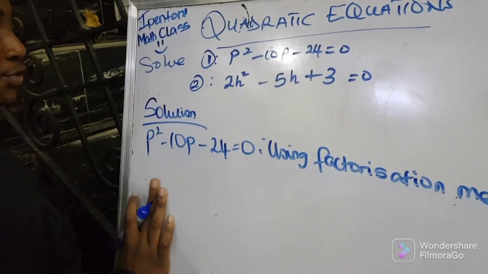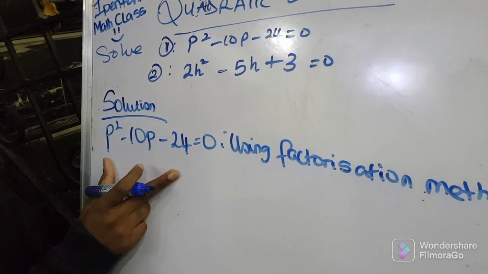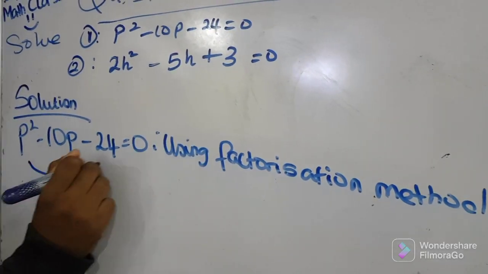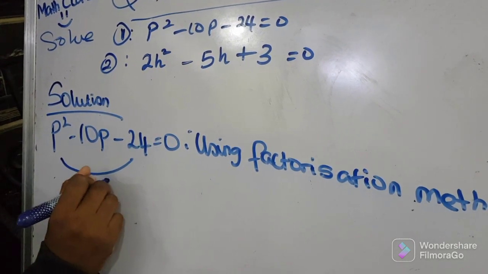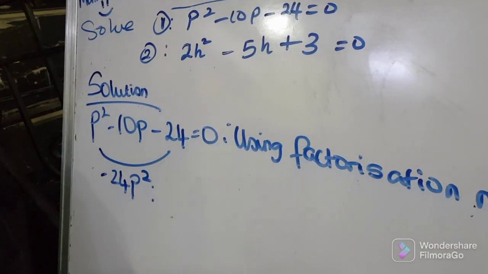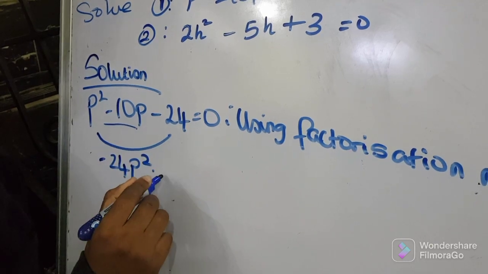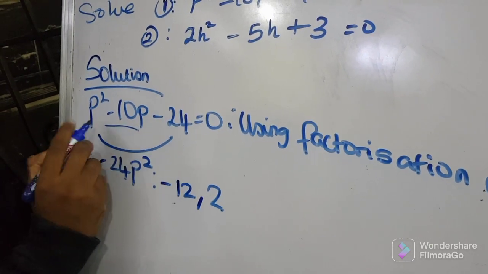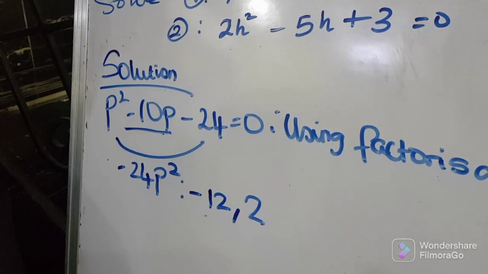So, first things first, you have to multiply these two together, the coefficient of x squared, in this case p squared, and the constant together. Then you find numbers that when you multiply, will give you minus 24, and when you subtract, will give you minus 10. The numbers are 12 and 2. Then instead of writing this minus p, you mean minus 12, right? Yes, minus 12 and 2.